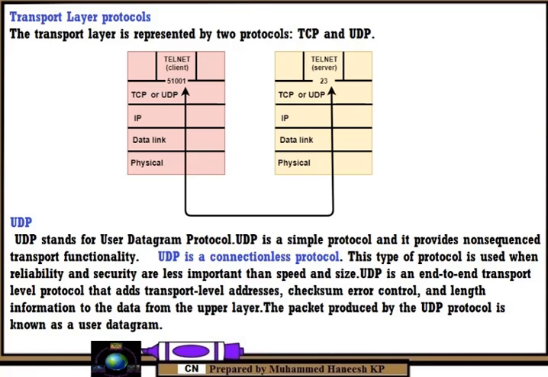In this video we are going to discuss transport layer protocols. The transport layer is represented by two protocols, TCP and UDP, that is transmission control protocol and user datagram protocol. First one we are going to discuss UDP. UDP stands for user datagram protocol.